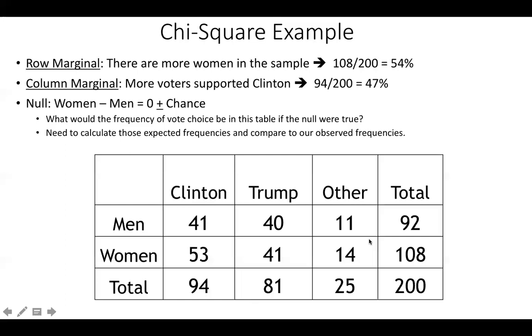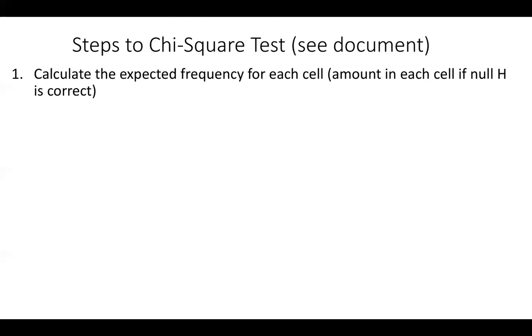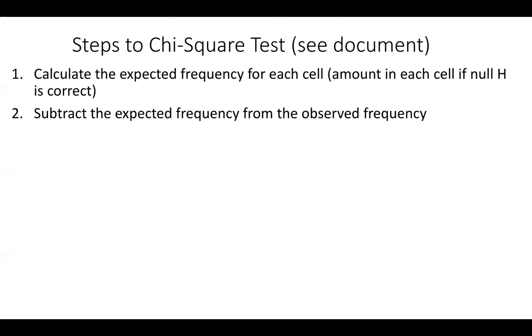We need to calculate what those expected frequencies are and then compare them to what we're actually observing in this data. So the steps to chi-square, and these are in a document posted on Blackboard called chi-square steps. These include the following. So first, we're going to calculate the expected frequency for each cell. This is going to be what number we would observe in each cell if the null hypothesis is true. So step 1 is we need to calculate that expected frequency.